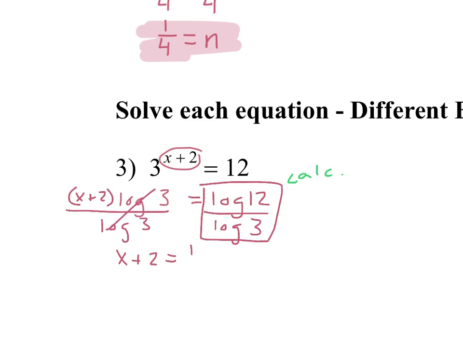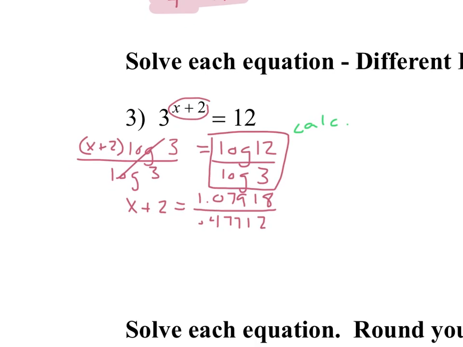So the log of 12 is 1.07918, and then the log of 3 is 0.47712. Remember, it doesn't matter how many numbers or terms you write, but the more that you keep, the more after the decimal that you write, the more accurate your answer is going to be, the more exact.